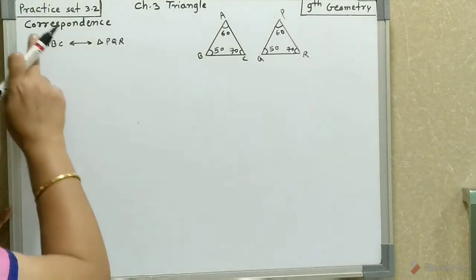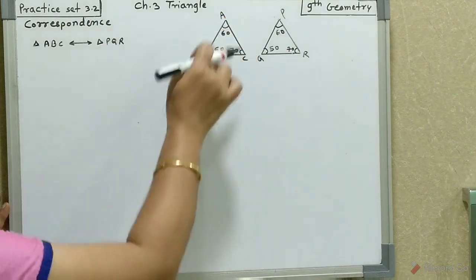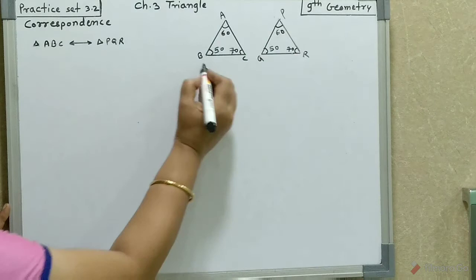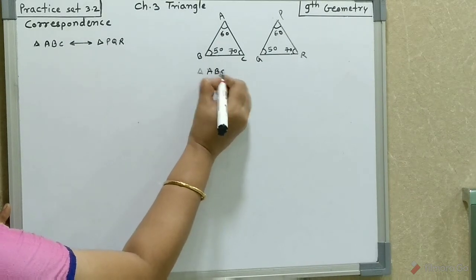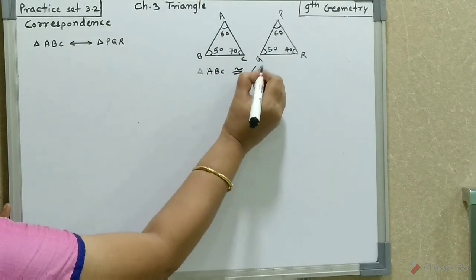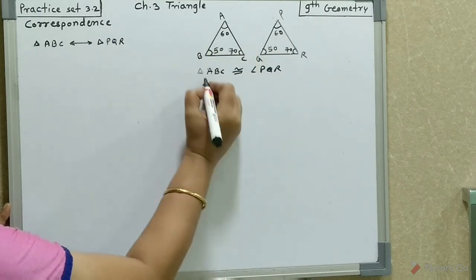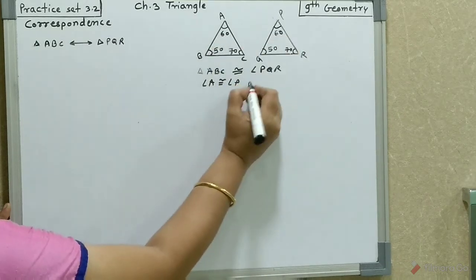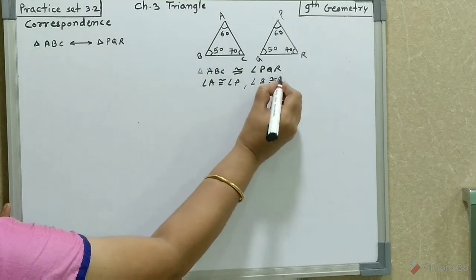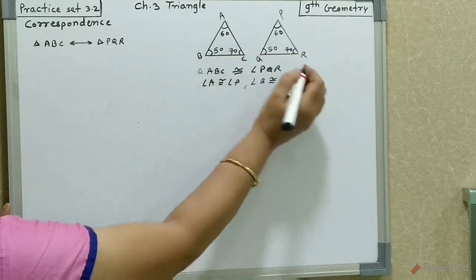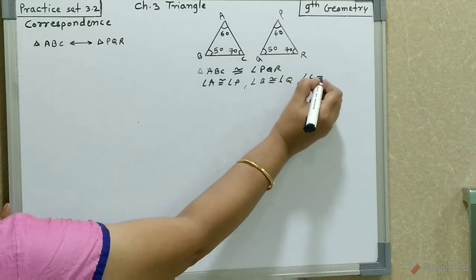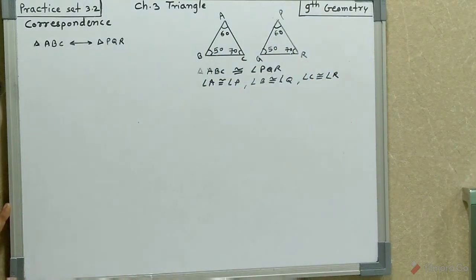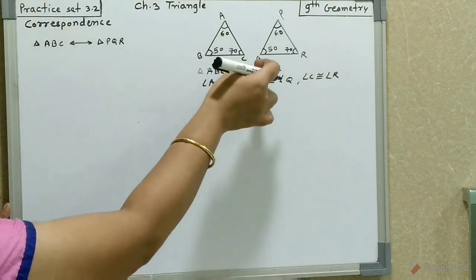Now we see the next concept, that is correspondence. See here two triangles, triangle ABC and triangle PQR. Suppose I write here triangle ABC congruent to triangle PQR. What is meant by this? That is angle A congruent to angle P. Here 60, here also 60. Then angle B congruent to angle Q. Here 50, here also 50. And angle C congruent to angle R. That is here 70, here also 70. Means this ABC is congruent to PQR.